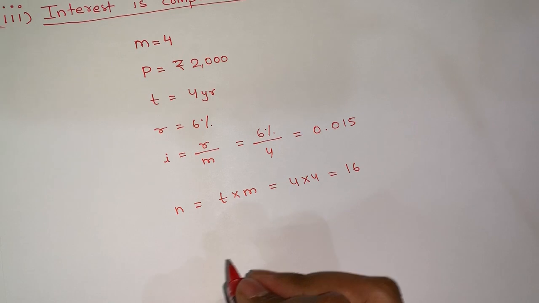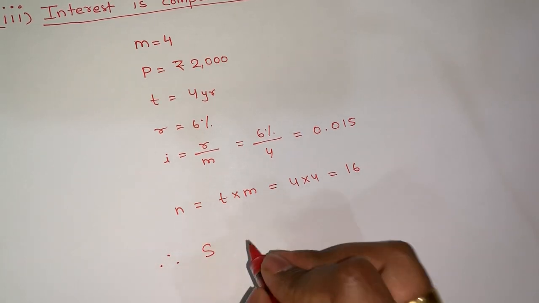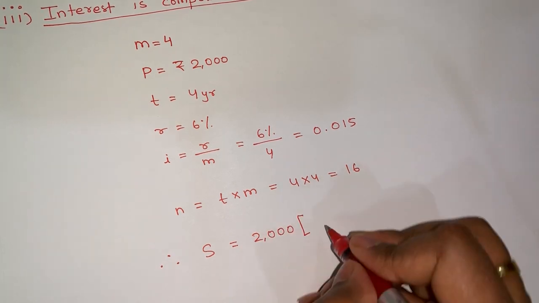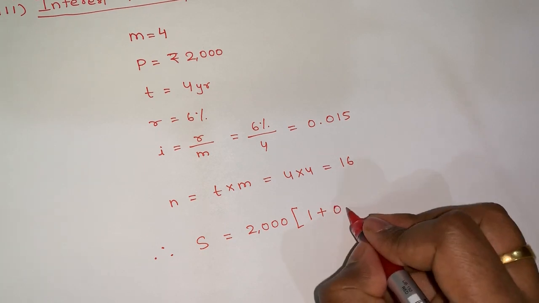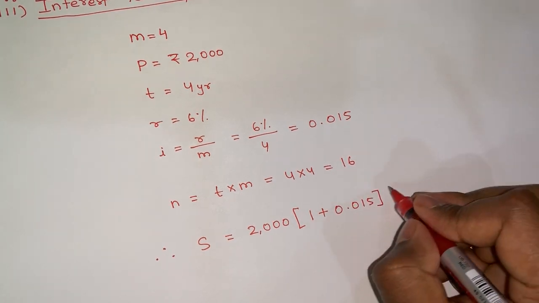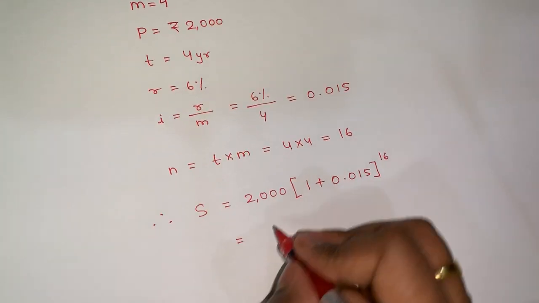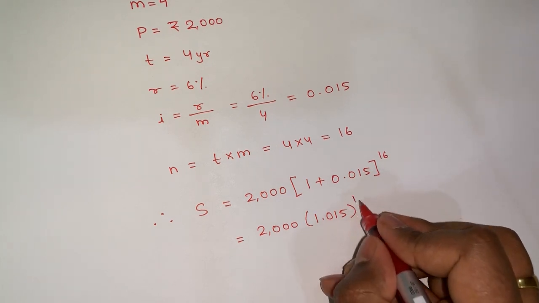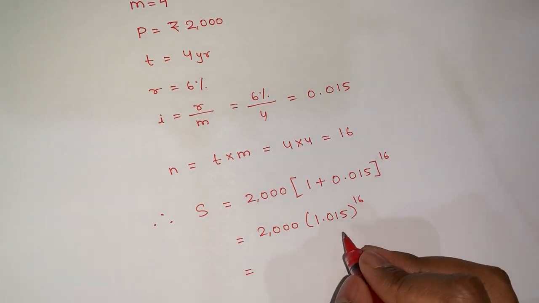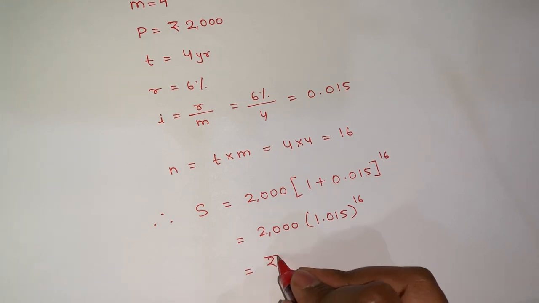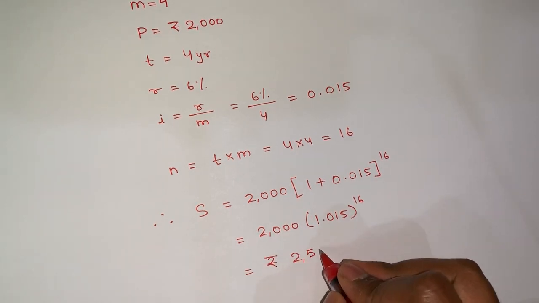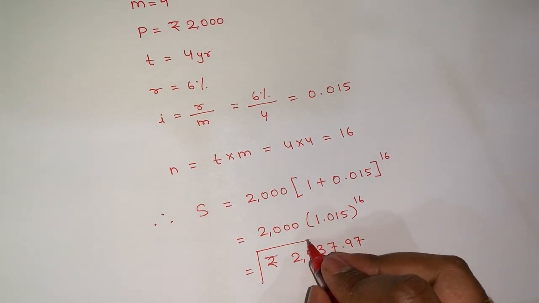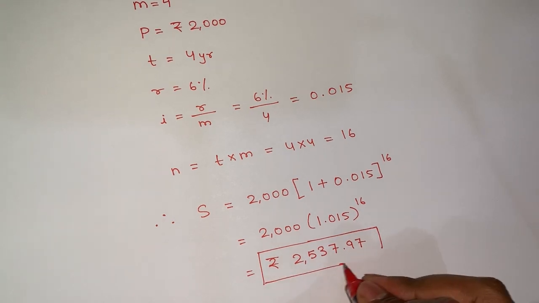Hence we can put these values in the formula and compute our amount if compounded quarterly. So amount is principal, which is 2000, times (1 plus i, which is 0.015) to the power n, which is 16, which makes it 2000 times (1.015) to the power 16. If we solve this, we get the value 2537.97. Hence this is the amount if interest is compounded 4 times a year, or quarterly.